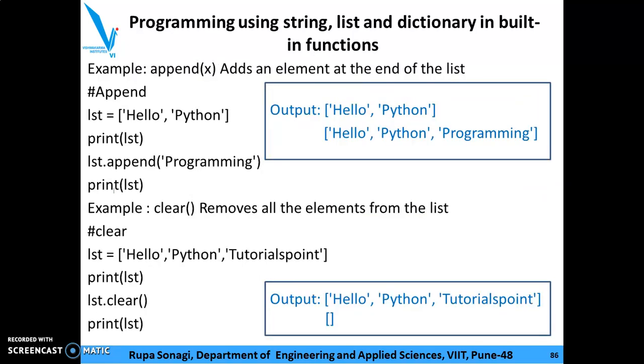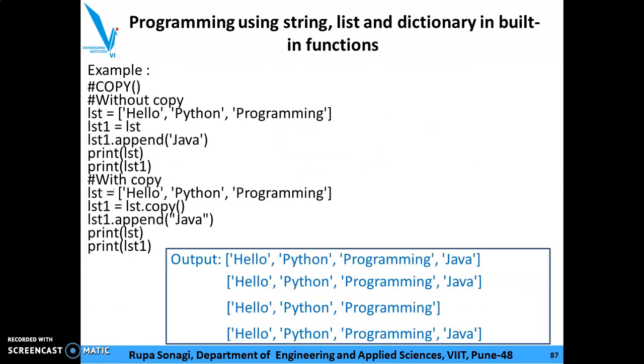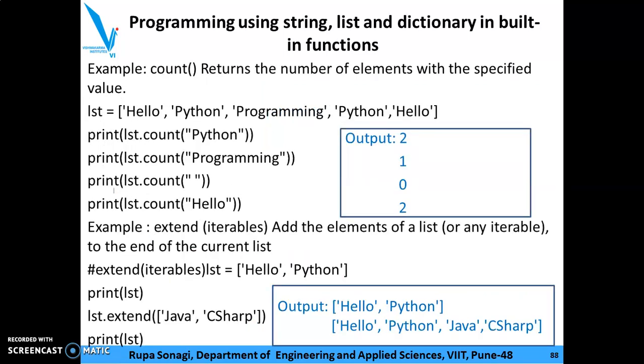Okay, see that. Now, for example, append. This is a list: Hello, Python. The two elements are there. Now if I want to add or append "programming", I just use list.append with whatever object you want to append, and simply if you print lst, see this, the string gets appended. Like this, we have many more inbuilt functions.